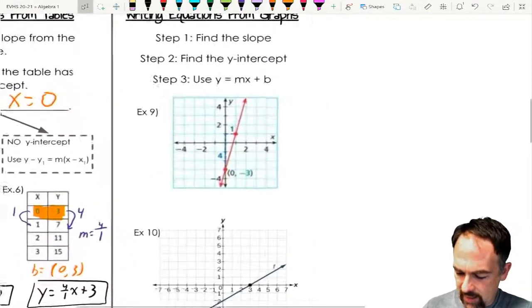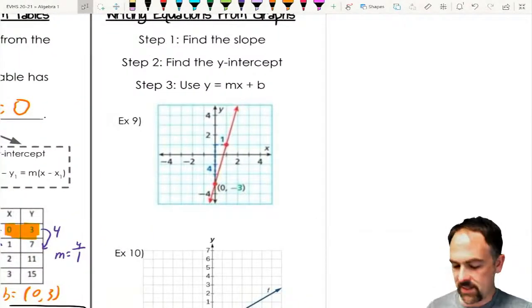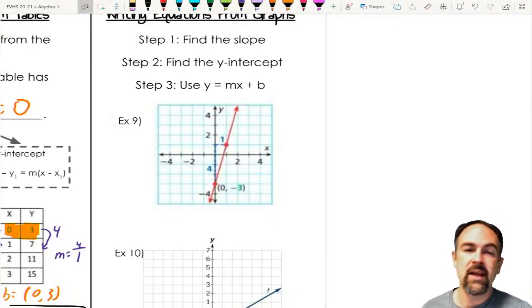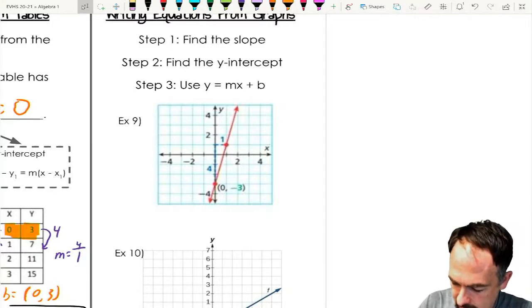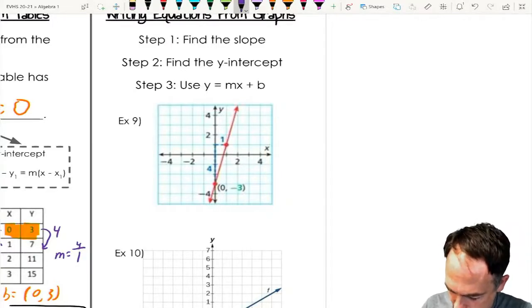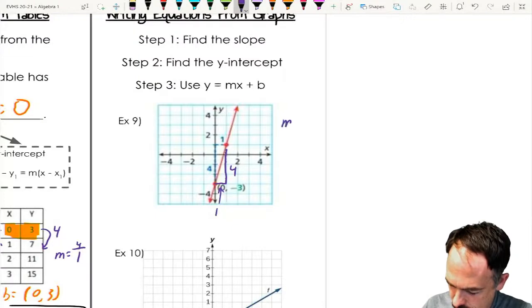So we want to find our slope, find our y-intercept, and then use y equals mx plus b. In most cases on a graph, you're going to be able to find the y-intercept rather easily. So let's go ahead and find our slope here. Looks like I've got a 1 as my delta x. My delta y is 1, 2, 3, 4. So the slope is 4 over 1.